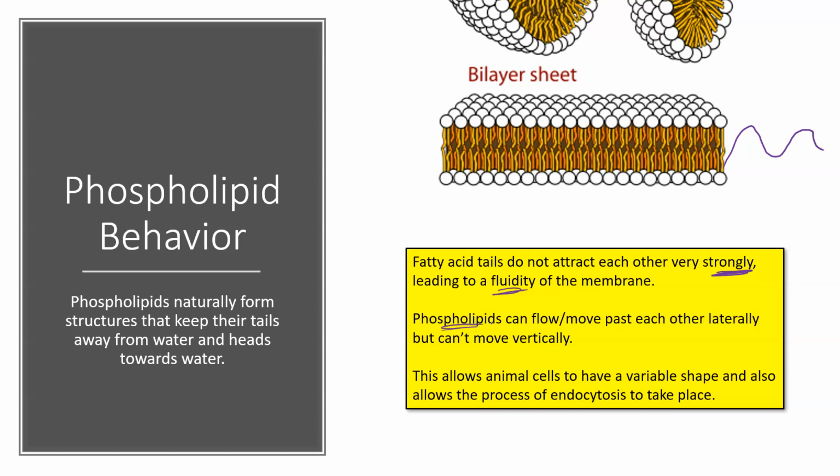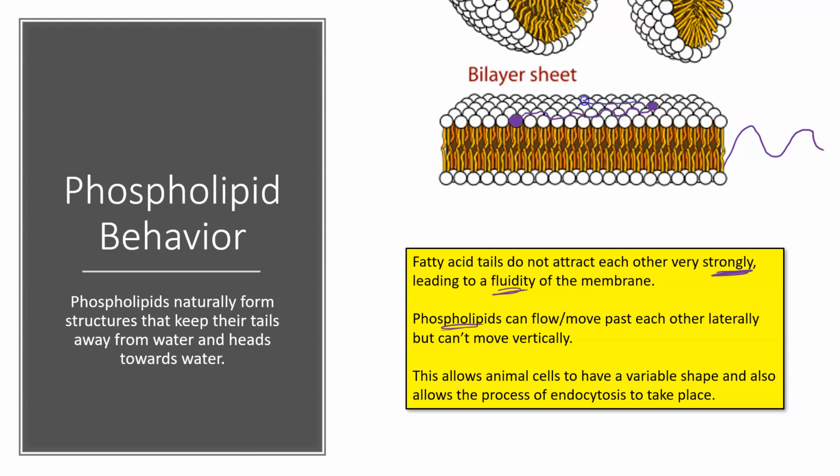Phospholipids can flow or move past each other laterally, but they can't move vertically. What that means is that if I highlight this phospholipid polar phosphate head and then allow this membrane to interact over the period of a few minutes, I would likely see this membrane phospholipid move and is now located here.